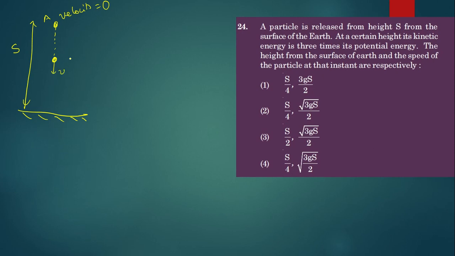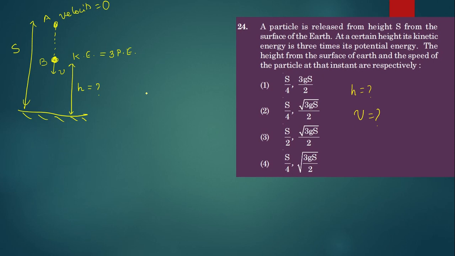At that instant, according to the question, the kinetic energy of the particle becomes equal to 3 times the potential energy of the particle. Again, I am repeating: at this particular instant, the kinetic energy of the particle becomes equal to 3 times the potential energy. Let's say the point B is located at a height h from the surface of Earth. And thereby we are supposed to calculate this height as well as the speed of the particle at point B.